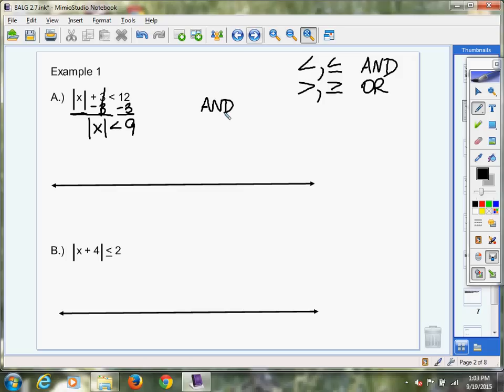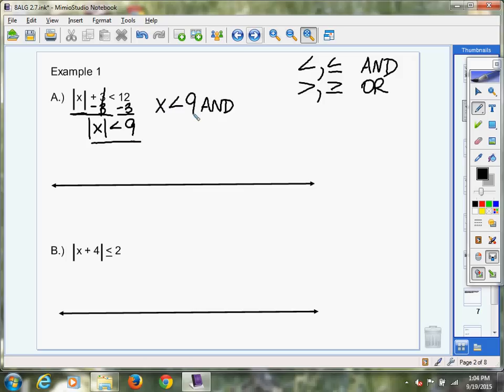All right, so step 1, get the absolute value alone. We did that. We subtracted 3 from each side. Step 2, assess the symbol. The symbol is less than, and with absolute value, that means it's a conjunction. We're going to use the connector word and. Step 3, we're ready to write our 2 inequality statements. The first one, you're going to write exactly what you see here, just don't write the absolute value lines. So we're going to write x is less than 9.